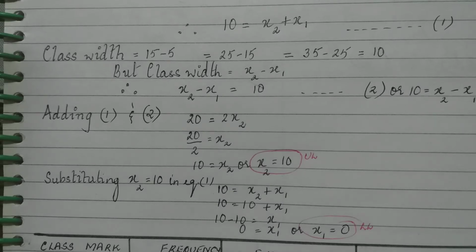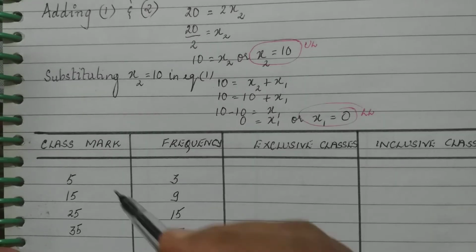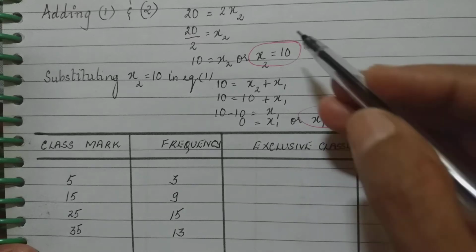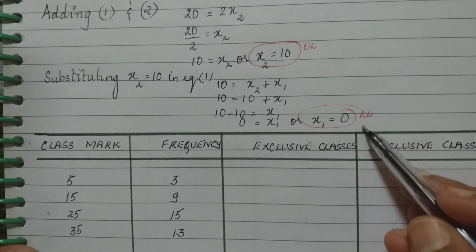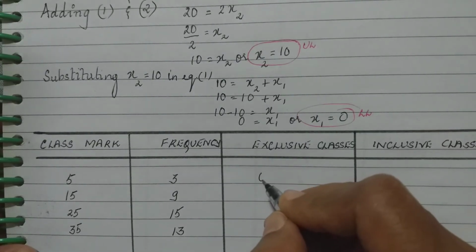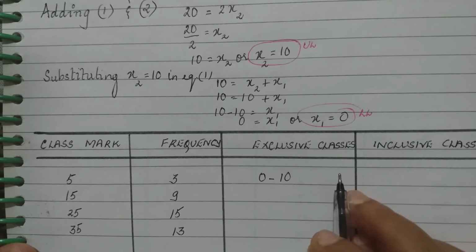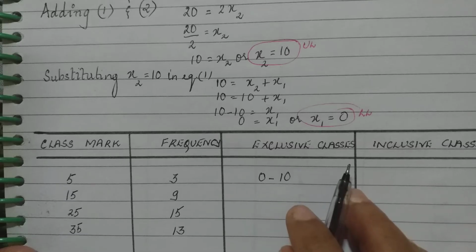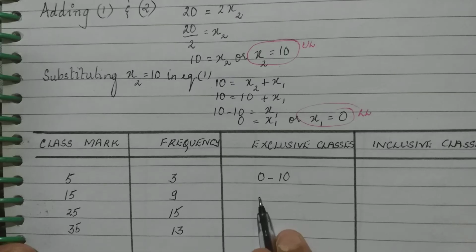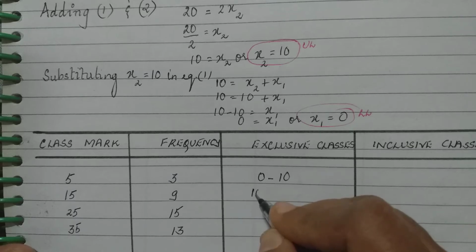Now x1 was the lower class limit and x2 was the upper class limit of the first class. So when I am writing my classes now in the table, the class mark and frequency are already given. This is the lower class limit, this is the upper class limit. Therefore the first class will be 0 to 10. Here I can write in exclusive classes 0 to 10. Now what are exclusive classes? Exclusive classes are continuous classes where the upper limit of the previous class is the same as the lower limit of the following class, or the next class. That means the next one will start at 10.